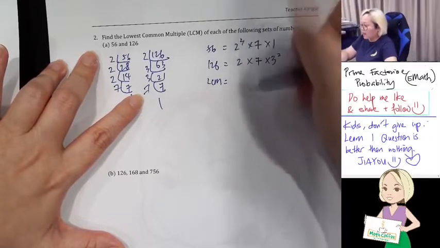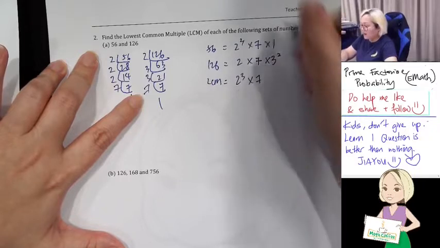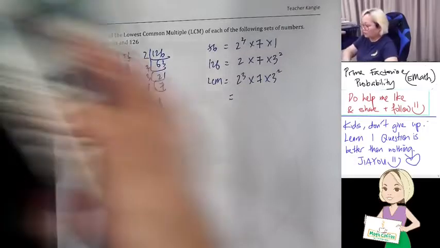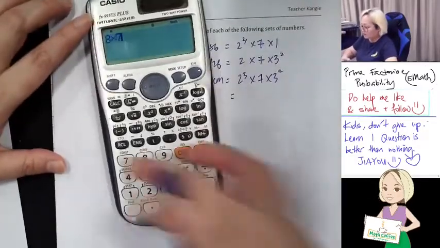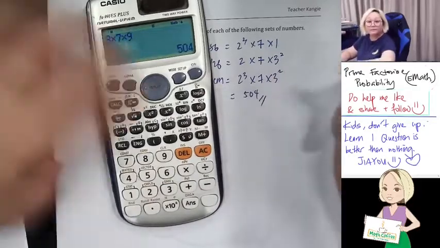Okay, so the highest is 2 to the power of 3. The highest is 7. The highest is 3 to the power of 2. So press calculator, you will know that your LCM is 8 times 7 times 9, which is 504. Done.